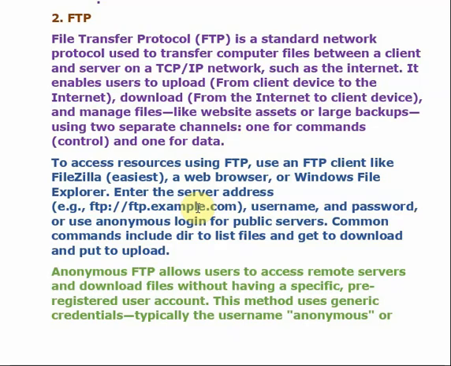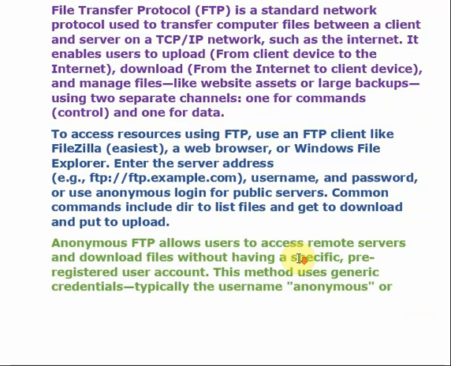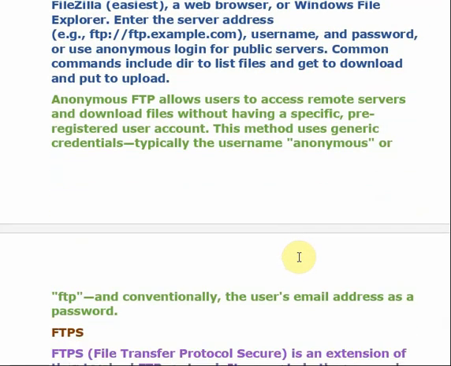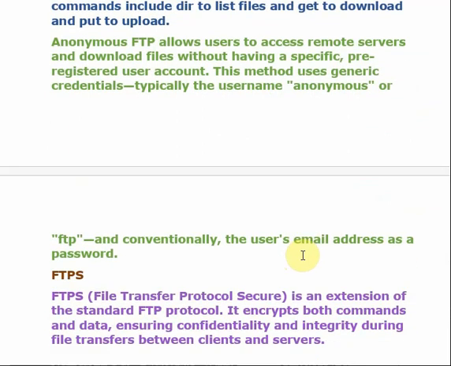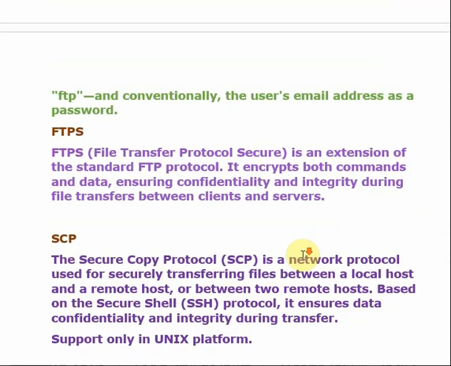But for anonymous login, we can use the name anonymous or otherwise ftp, and for the password we can use an email address, right? Previously we did not need to register. Normally it is provided for public FTP sites, right? For the password we can use the email address. Then FTPS is the secure version. FTP is not secure, but FTPS is File Transfer Protocol Secure.